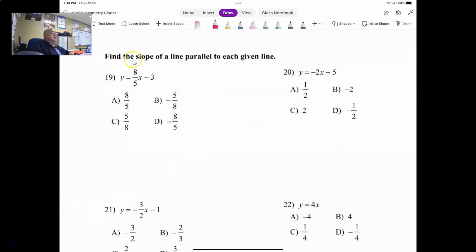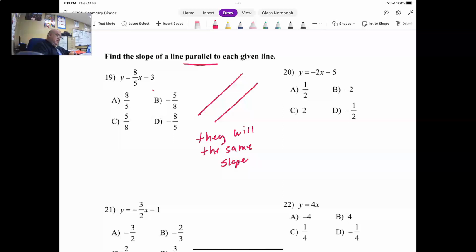Number 19, find the slope of a line that is parallel to the given line. Okay, what do we know about parallel slopes? We know that if two lines are parallel, they will have the same slope. So if they have the same slope, they're not going to be negative, because if they're negative, they're going to intersect. So it's between A and C. So it's going to be A. Since 8/5 is the slope, and we know that the lines are going to be parallel, they have to be the same slope, that's going to be the answer.